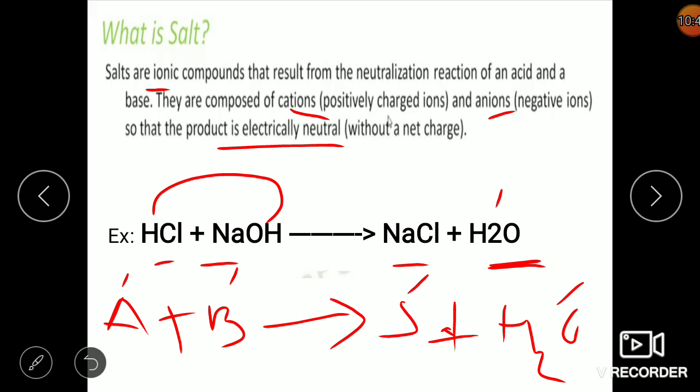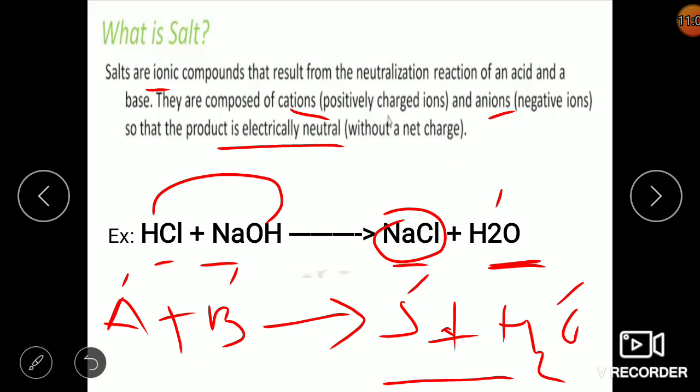Na plus and Cl minus. So this Na plus cation and Cl minus anion will combine to form the salt, right? So neutralization reaction is basically the reaction between acid and base that results in the formation of salt and water. This part you have to remember, right? So hope the salt part is clear to you.